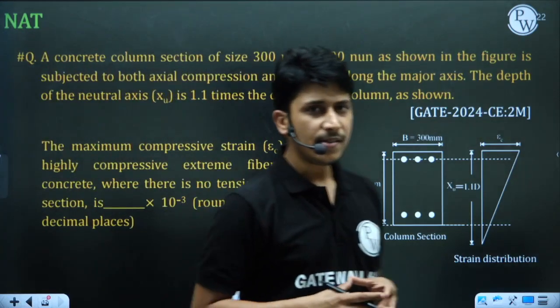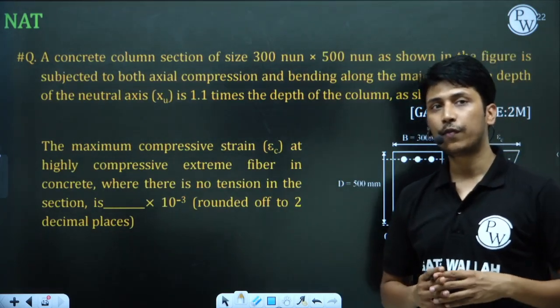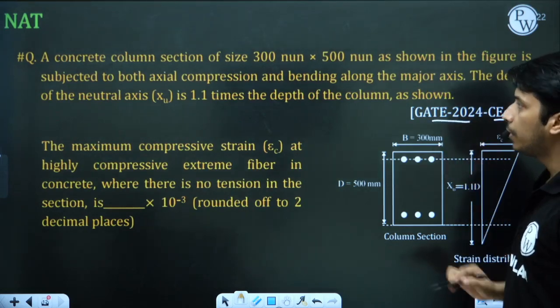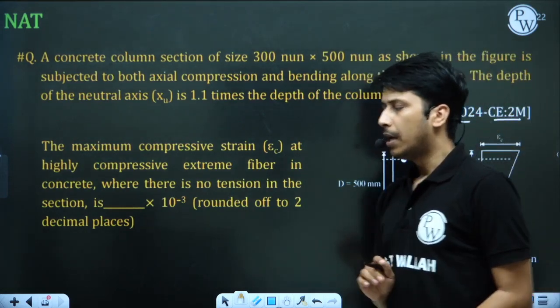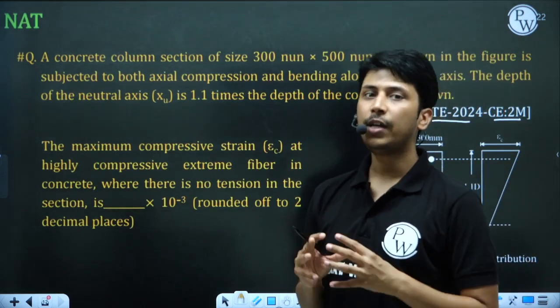So my dear friends, let us see the solution of this question of GATE 2024. This was a 2-mark question in GATE 2024 and this was a numerical answer type question. The question was very easy if you know the assumptions of column. There are 3 assumptions of column.